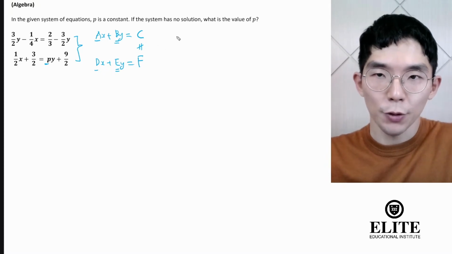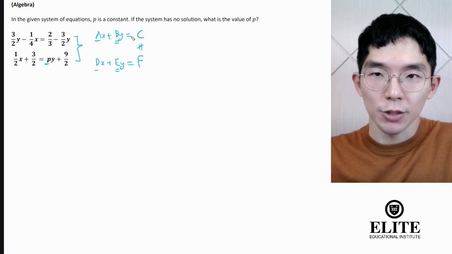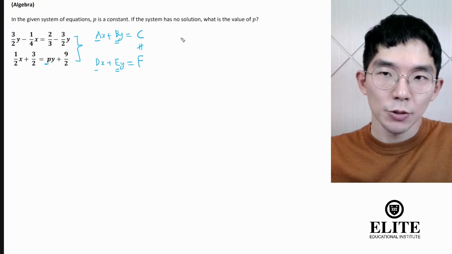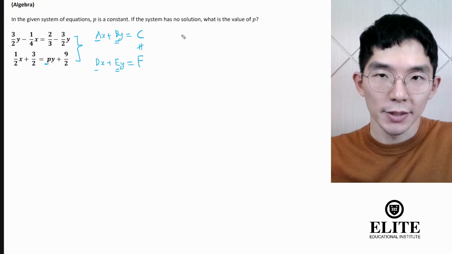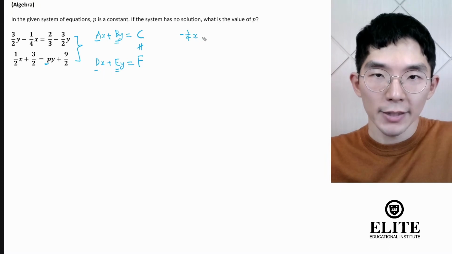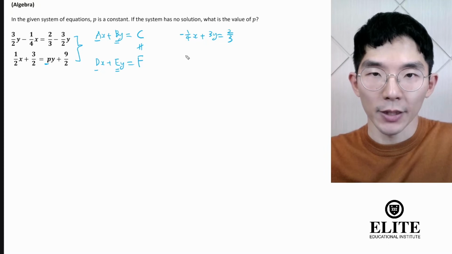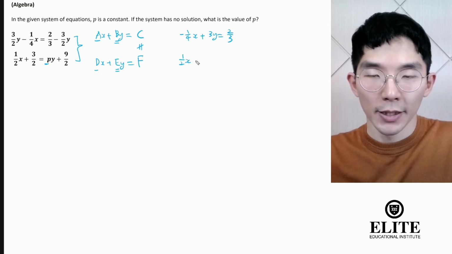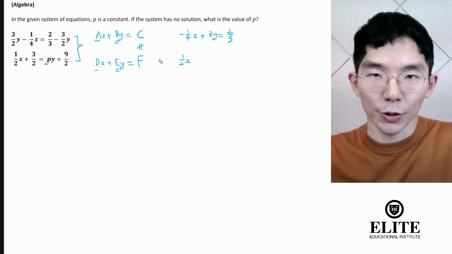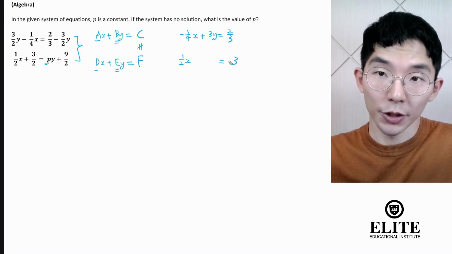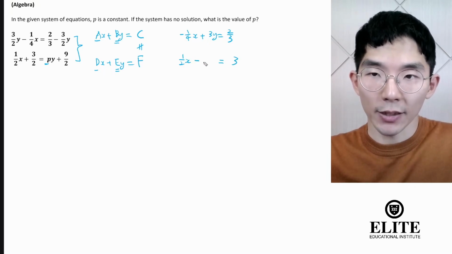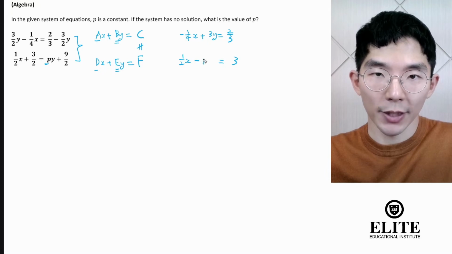Start by taking the first equation and matching that into ax plus by is equal to c. So I'm going to start by sending negative 3 over 2 y from the right-hand side to the left-hand side, which gives us negative 1 over 4 x plus 3y is equal to 2 over 3. I'm going to do the same thing in the second equation, 1 over 2 x, and then I'm going to send 3 over 2 to the other side, which gives me 3, because 9 over 2 minus 3 over 2 is 6 over 2, which is equal to 3. And then I'm going to take the py from the right-hand side and send it over to the left-hand side, which makes it 1 over 2 x minus py is equal to 3.